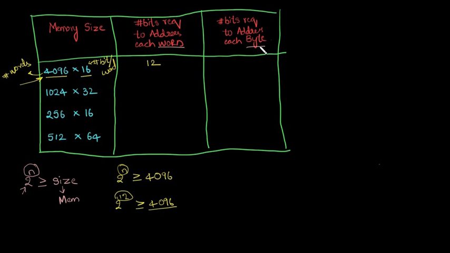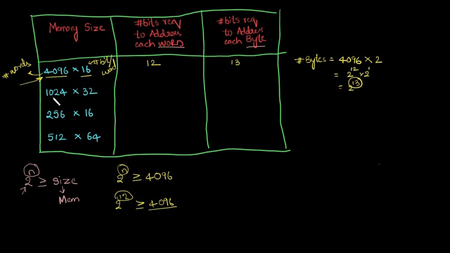Now, to address each byte, we first have to calculate the number of bytes in this memory. The number of bytes equals the number of words, 4096, into the number of bytes per each word, which is 2, because it has 16 bits per word and 8 bits make a byte. So 2 power 12 into 2 power 1 is nothing but 2 power 13. We got 13 as the answer. So 13 bits are required to address each byte.